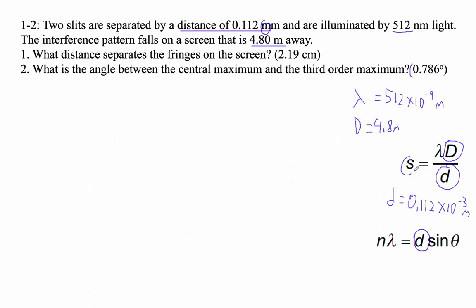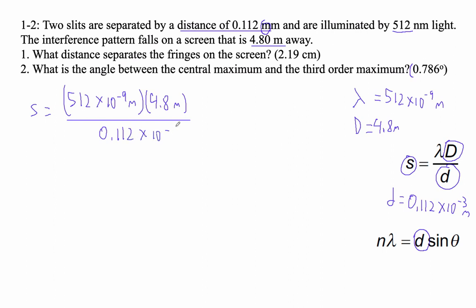Well, that's just this. Okay, so let's figure it out, right? So S is going to be lambda, which is 512 times 10 to the minus ninth meters, times the distance to the screen, which is 4.8 meters, all divided by the slit separation, which is 0.112 times 10 to the minus third. All right, this requires the use of a calculator.